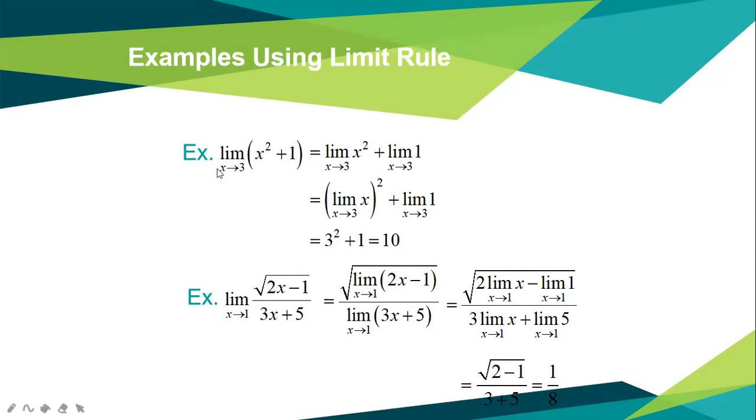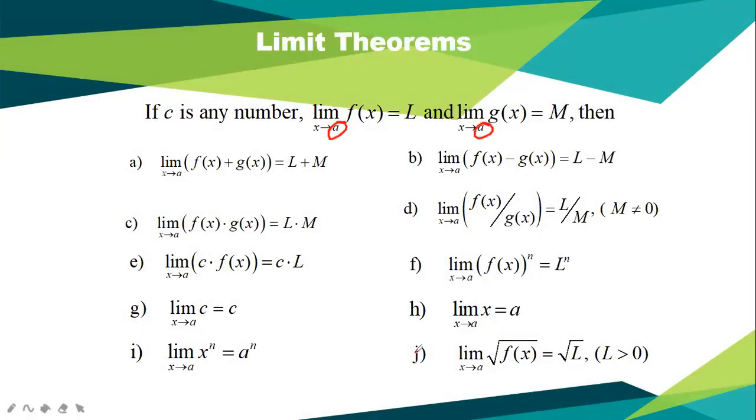using the limit rules. Number one, the limit as x approaches 3 of x squared plus 1. What we are going to do here is distribute the limit property. So distribute it to x squared, then distribute it to 1. So we have the limit of x squared as x approaches 3, and the limit of 1 as x approaches 3. Then we apply the properties. First, which property do we use? We are going to use the power rule.